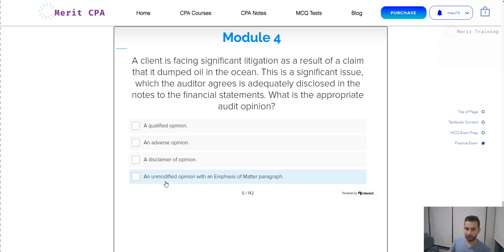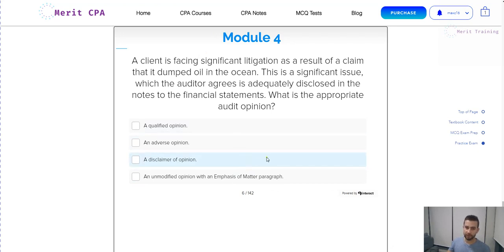So the only thing is, they could have made this question a little bit trickier by saying, is it an unmodified opinion, or is it an unmodified opinion with an emphasis of matter? What an emphasis of matter is, it's basically whenever there are any significant events that need to be brought to the attention of the users, you need to highlight that in an emphasis of matter paragraph. So in this case, fortunately, we don't have to make the decision. Clearly the answer is D.